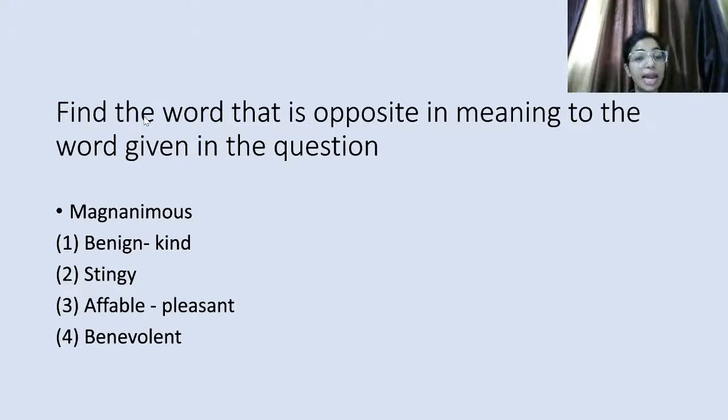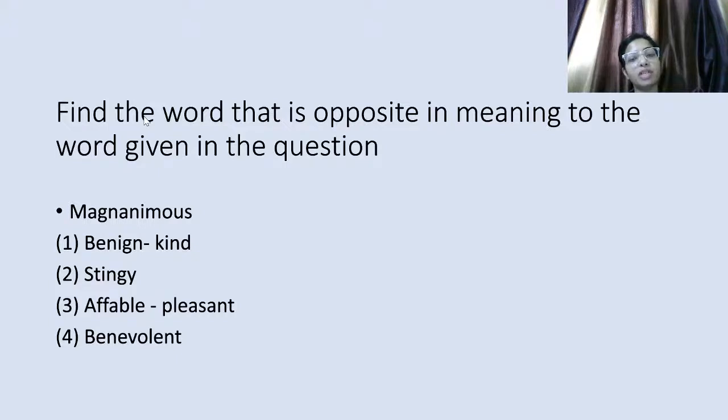Magnanimous describes somebody who is kind, gentle-hearted, or an act that is a kind act. So it's an adjective that can be used for any person or any act. Now the first option, benign, means kind. Again, kind. So this is similar, hence a wrong answer. Okay, let's move to the third. Affable means pleasant. So this is an adjective that says that something is pleasant. Hence, this is again not the right option.